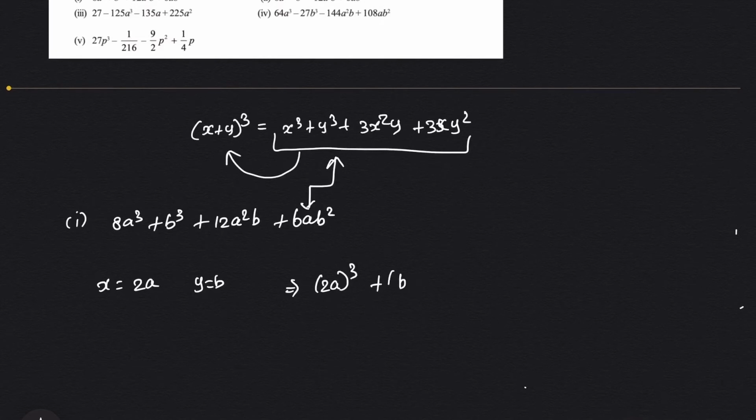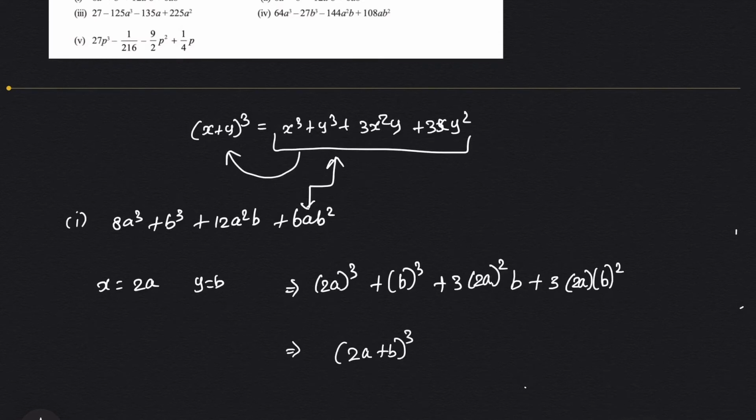of b whole power 3 plus 3. We can split up this 12a square b. So 3 times of 2a whole square and b plus again 3 times of 2a then b square. So just replacing, we get 2a plus b whole cube.